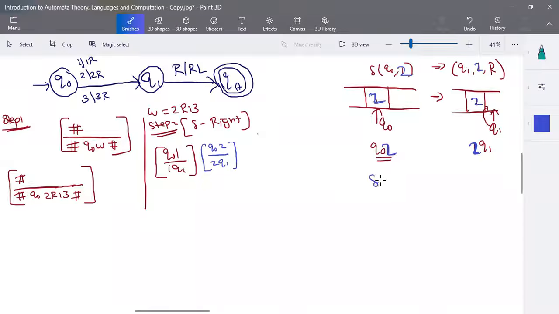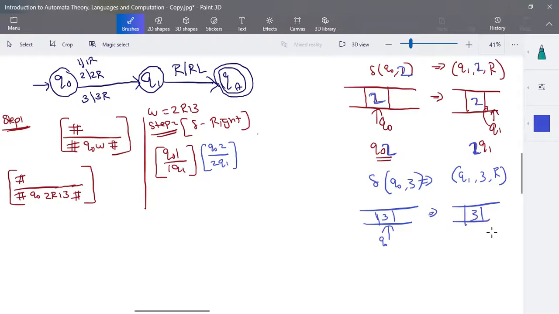And for the third transition, it is the same. Q0 on reading 3 gives Q1 3 R. In your tape, you will have a 3 and Q0 here. Q0 on reading the input as 3, 3 remains as it is, and we make one right side move to Q1 state. So the instantaneous description before is Q0 3 and after is 3 Q1. So the domino formed over here will be Q0 3 by 3 Q1.